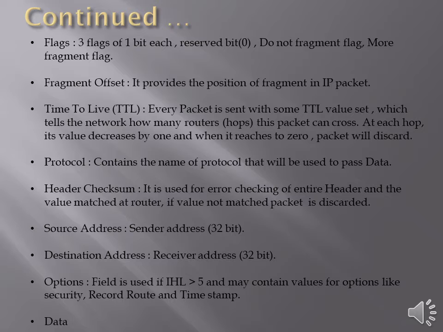Means when host A sends a packet to host B, there would be several routers in between host A and host B. Whenever the packet crosses any router or hop, the TTL value will be decreased by 1 and it will reach the destination. But if the TTL value becomes 0 and it has not reached the destination, the packet will be discarded.